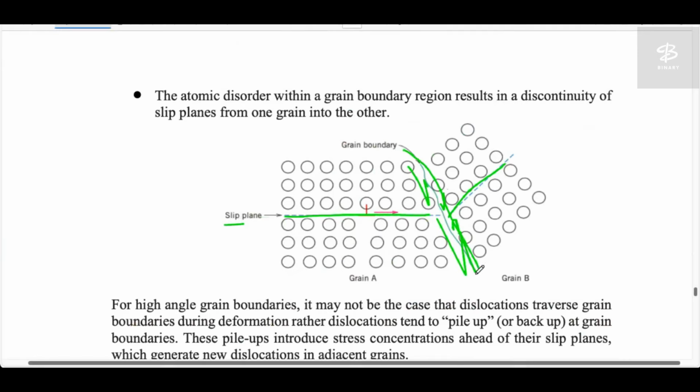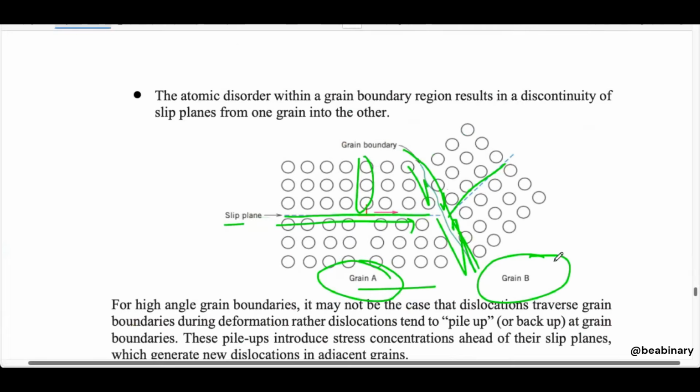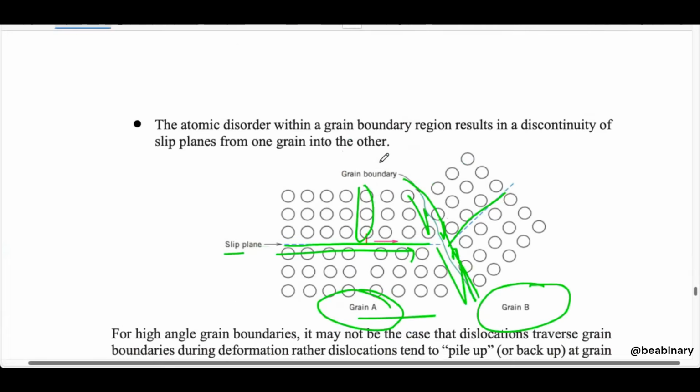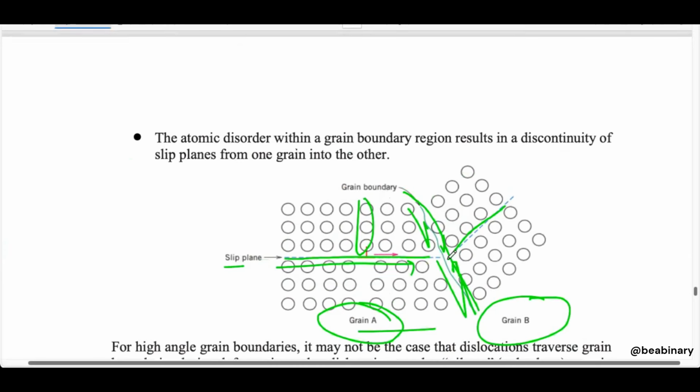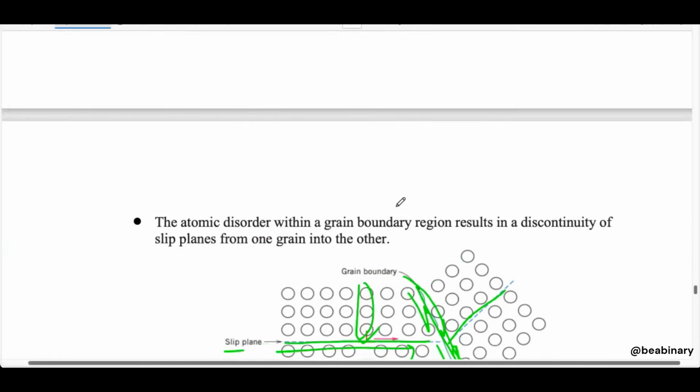So there are two grains in this particular example, grain A and grain B. Okay, so in grain A there is the slip plane or the edge dislocation, which is present here, that is moving from left to right, or you can say from A to B, right? There are two kinds of imperfection here. The first one is the boundary imperfection and the second one is your edge dislocation.